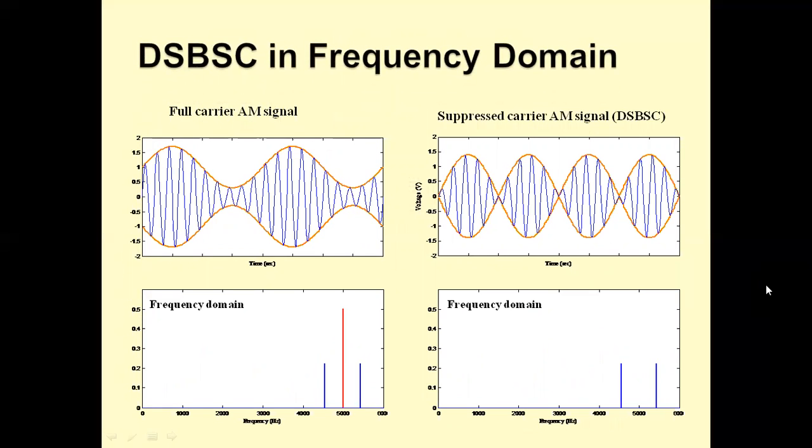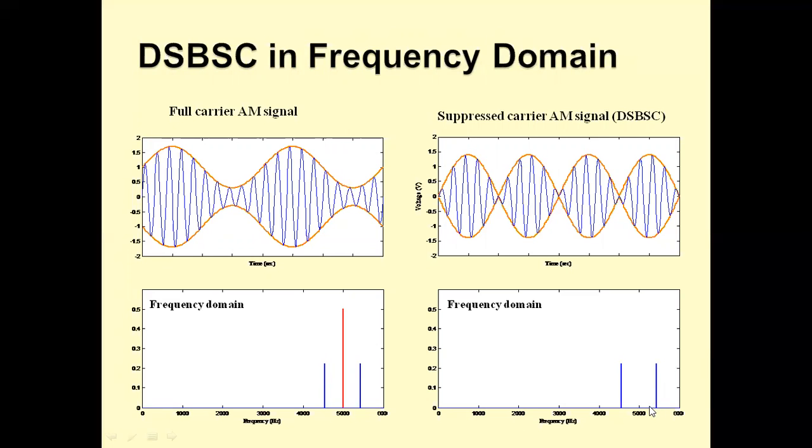So observe the frequency domain representation of the DSBSC. As we have already seen, this is the AM wave in the time domain, and its frequency spectrum is like this. We have carrier frequency, upper sideband frequency, and the lower sideband frequency. This is the time domain signal for the DSBSC. There are phase transitions. There is a phase reversal at the zero crossings of the message.